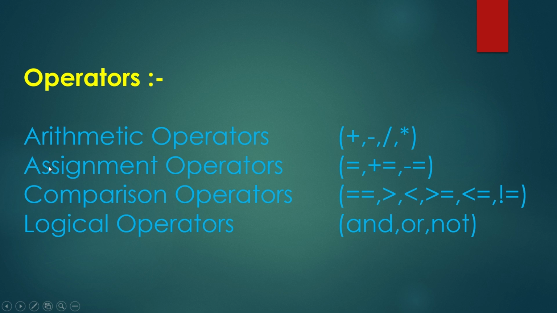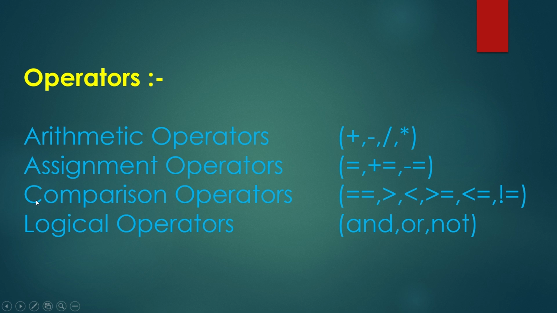Now coming to the next part, assignment operator. An assignment operator is used to assign a value to a variable. It can be represented by the equal sign, plus equal, minus equal. The plus equal sign means if the variable is defined, then the value which is going to be added will increase this value. And the minus equal to means if the variable is defined, the left side value will be deducted from the right hand side.